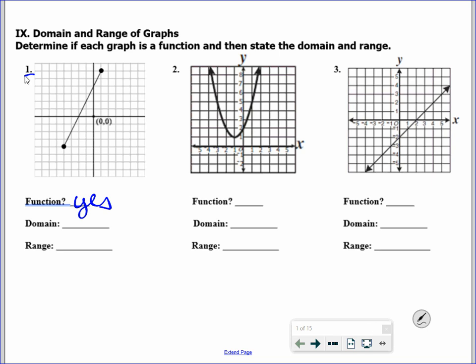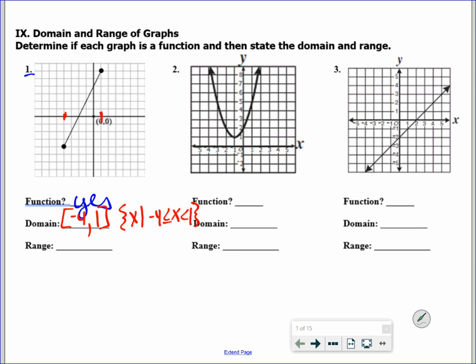The domain are all possible x values. So our domain starts here at -4 and ends at 1. And there's a couple different ways we can write this. If we're using interval notation, it would be -4 to 1. If we're doing set builder notation, it's all values of x such that x is greater than or equal to -4, but less than 1.